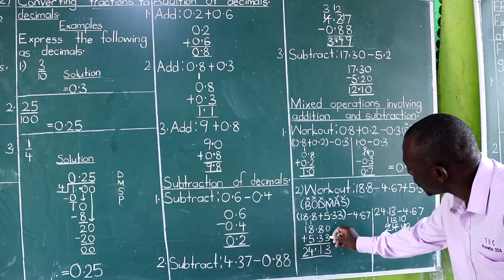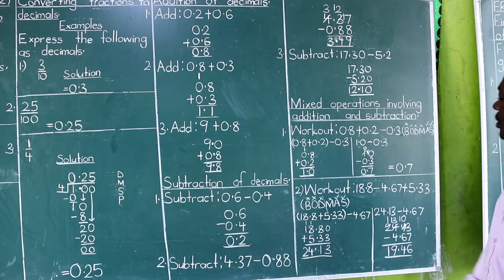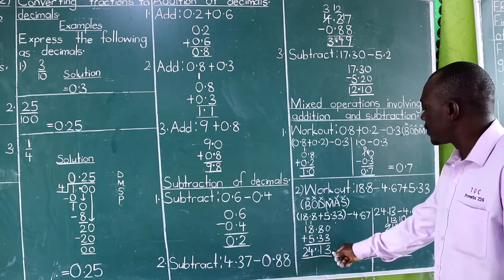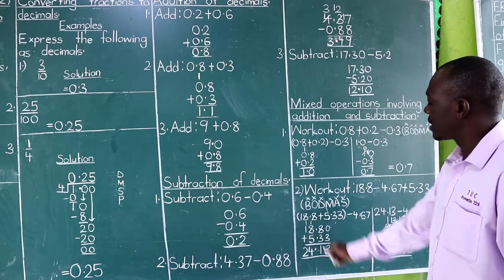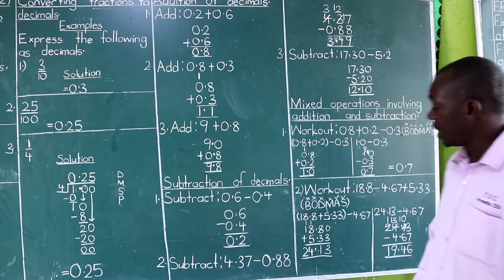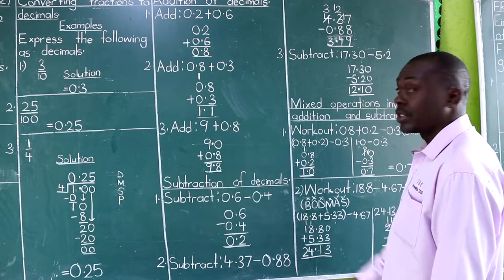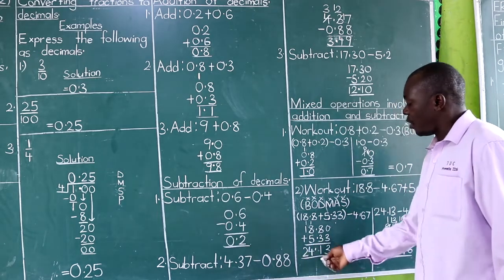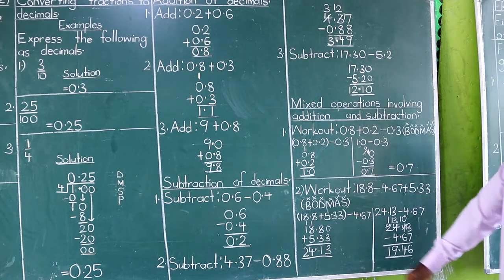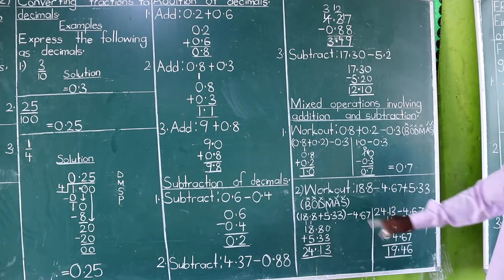5.33. Now, since this 3 does not have a corresponding digit, we write a 0 here against that 8, and then we start our addition. 0 plus 3 is 3, 8 plus 3 is 11, write 1, group 1. 1 plus 8 is 9, and 9 plus 5, you will get 14. Write 4, group 1, then 1 plus 1, you get a 2. And the answer for addition, remember the subtraction, is 24.13.